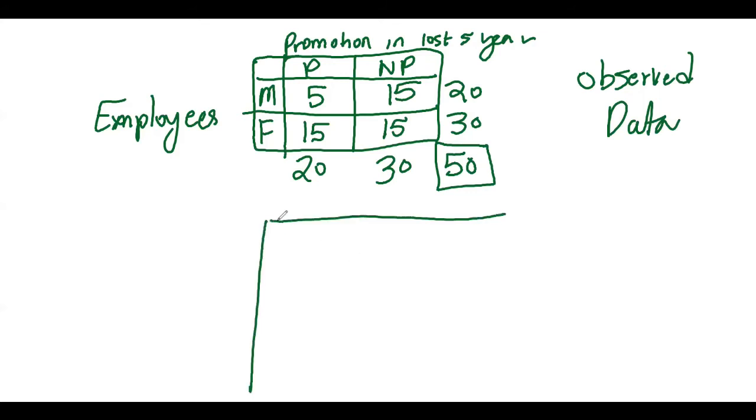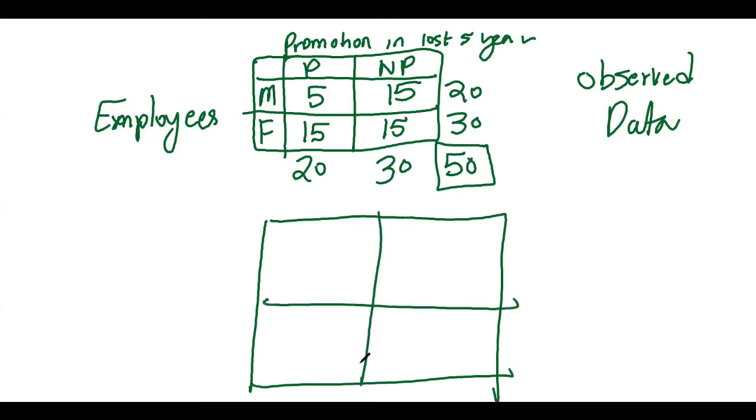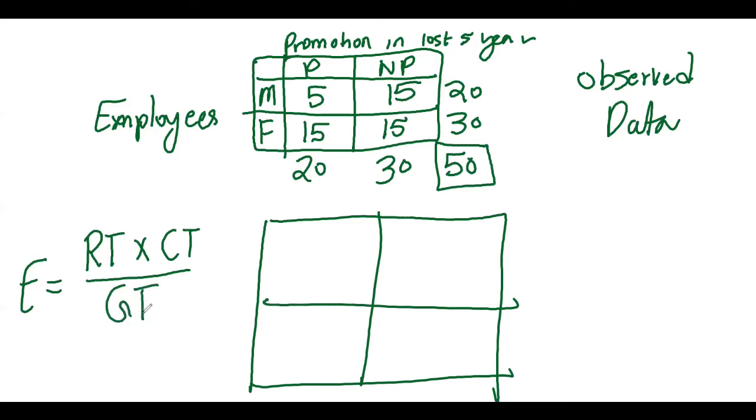So now I am telling you how to calculate the expected data. The formula is row total multiplied by column total, divided by grand total. So I will use this formula to find out the expected value. Here the actual value is 5. What is the expected value of it? So I will calculate 20 multiplied by 20 divided by 50.